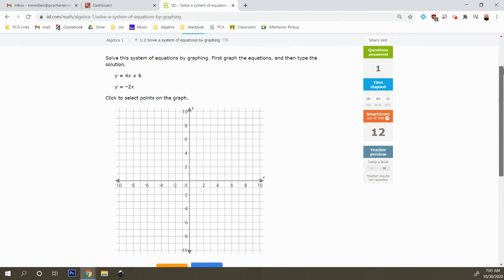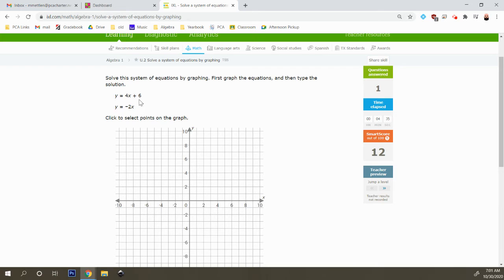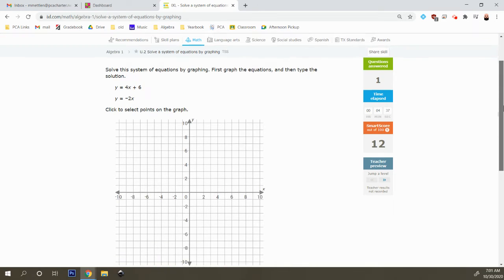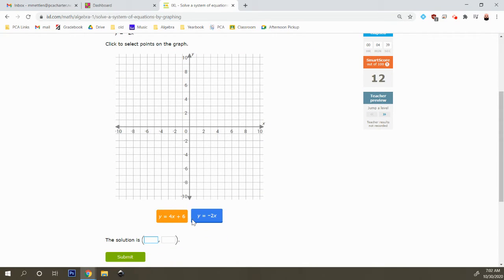Okay, so same exact thing. It says solve my system. It gives me two equations. We're going to do it by graphing. So if I come down here, and we're going to start with the orange one. It's selected by default. Its y-intercept is 6. So we're going to go to the middle, go up to 6 on the y, click to put my first dot. Now my slope is 4.